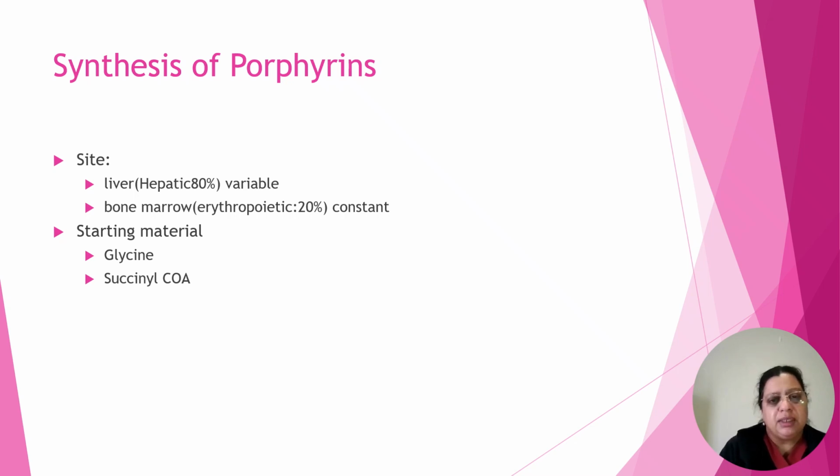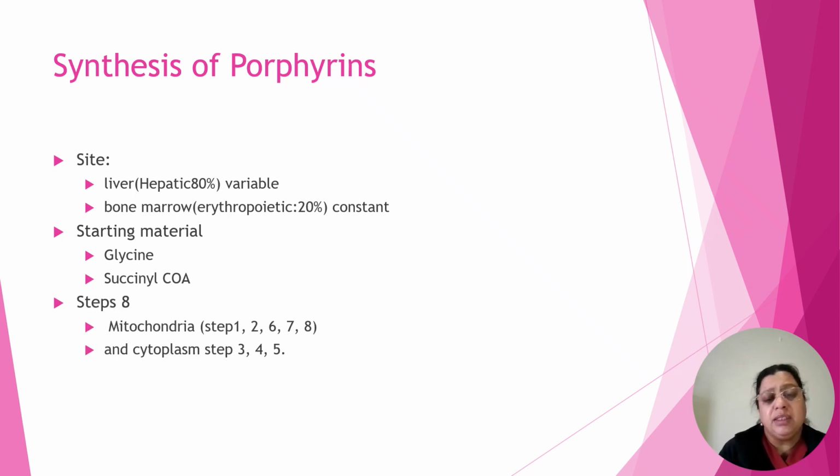Then the starting materials. We just require two starting materials for porphyrin synthesis. One is the simplest amino acid, glycine, and the second is succinyl-CoA. The source of succinyl-CoA is the TCA cycle. Once we have these materials, then we need to know how many steps we need to synthesize porphyrins. We need a total of 8 steps for synthesis.